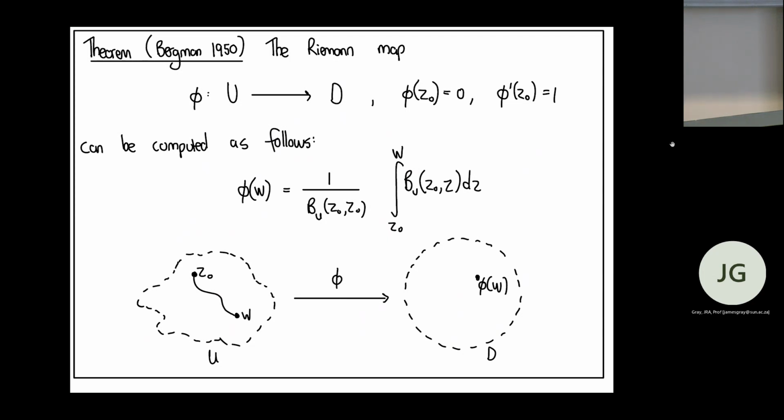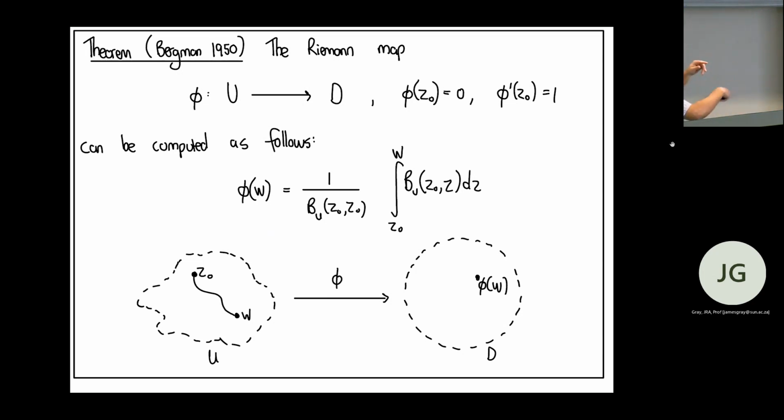So I'm wanting the one that sends Z0 to 0. So I picked that initial point Z0, and then the question is, where does an arbitrary point W get to? And here's the explicit formula. It's written down in terms of the Bergman kernel. You take 1 over the value of the Bergman kernel at Z0, comma Z0, and then you've got to do an integral along a path from Z0 to W. Which path? Any path. Why does it not matter? Because it's simply connected. So Cauchy's theorem says that the integral along any path gives you the same answer.